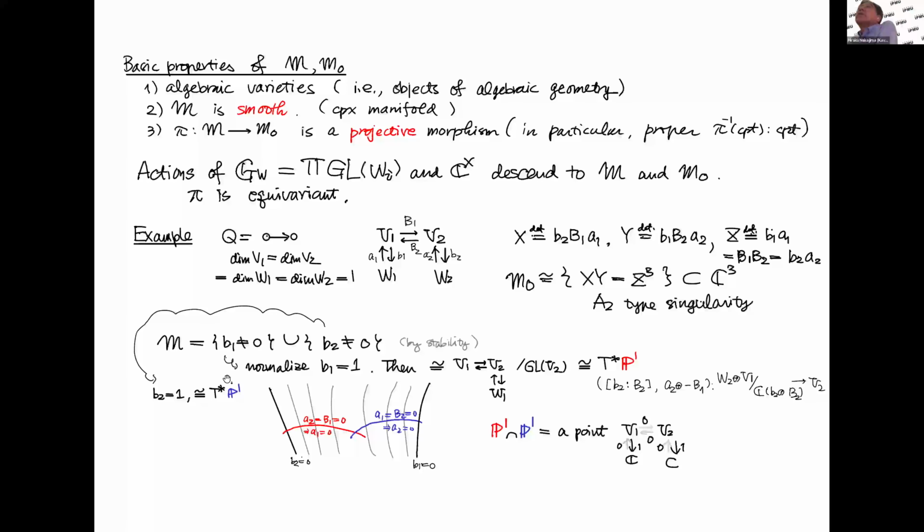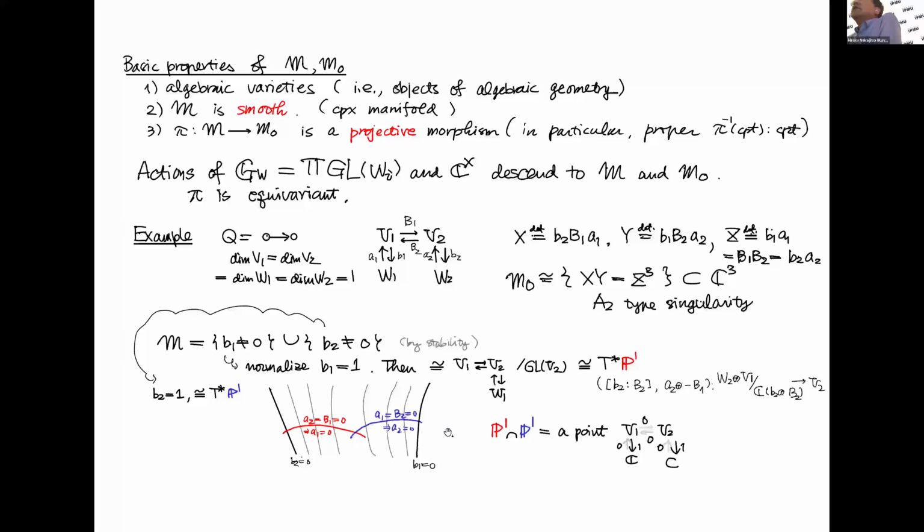So this T star P1 and this T star P1 are different, and M is covered by these two T star P1s, like this picture, right? So B2 equals 0 is removed in the second open subset, and B1 equals 0 is removed in the first open subset. And in this P1, the red P1 and blue P1, this cotangent direction vanishes. So for example, for the red one, A2 and B1 are equal to 0. And from the equation, you can automatically deduce small a1 is equal to 0 in this case. And for the blue one, A1 and B2, these two linear maps vanish, and A2 is also. So this is the picture.